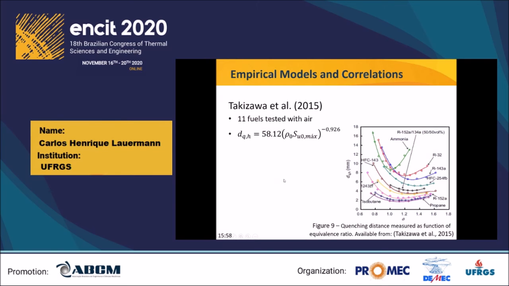And another empirical model was developed by Takizawa et al. in 2015, which tested 11 fuels with air, relating to the flame speed for 11 fuels. In here, figure 9 has all the fuels tested, and you can see that once again it uses a power law equation to relate the specific measurement to the quenching distance.